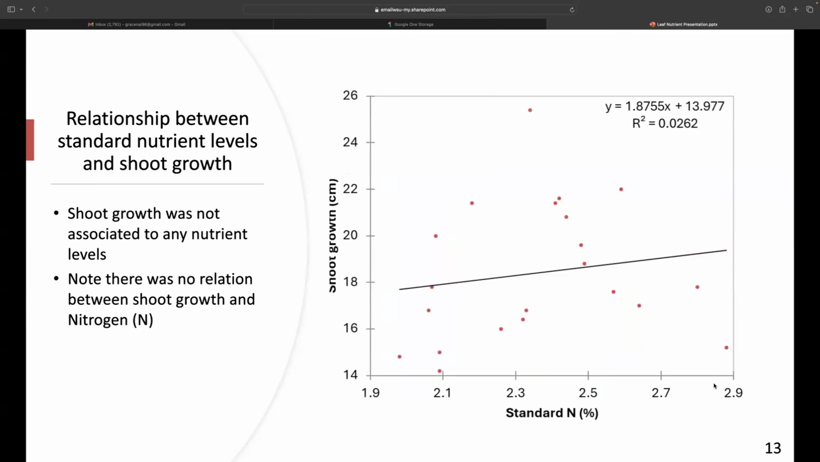As you can see from this chart, there was no association or relationship found between the shoot growth and standard leaf levels, and the same was true for all other nutrients. This is relevant information regarding the relationship between standard nutrient levels and shoot growth. As you can see in this chart, there is no relationship.